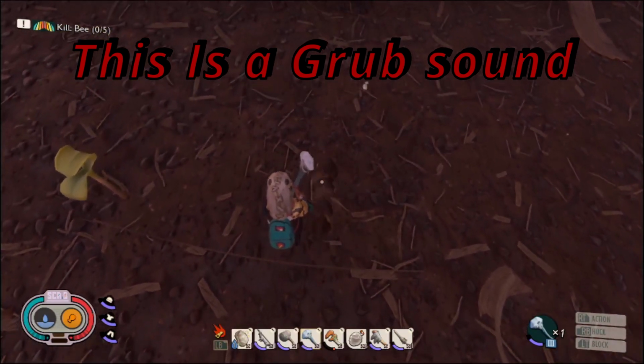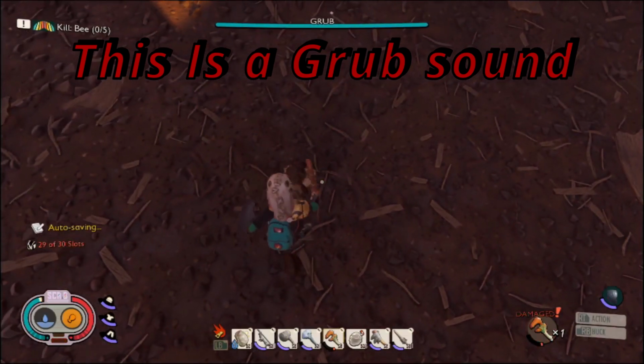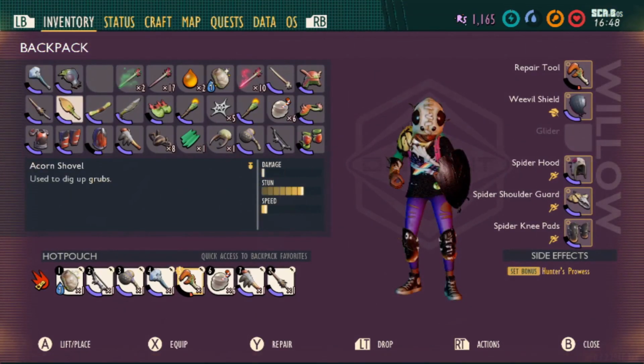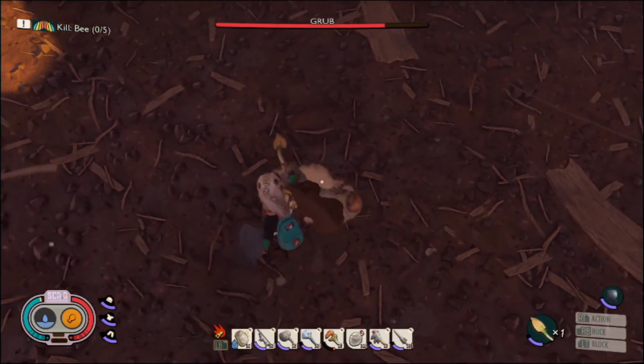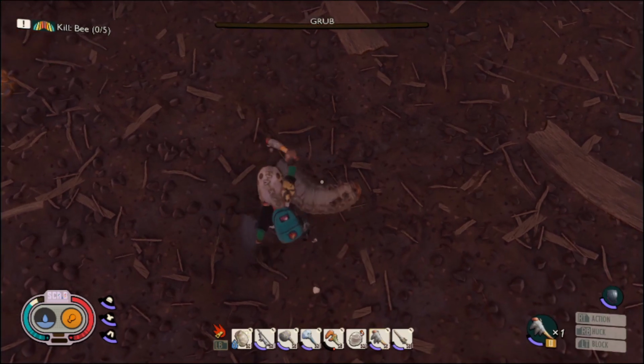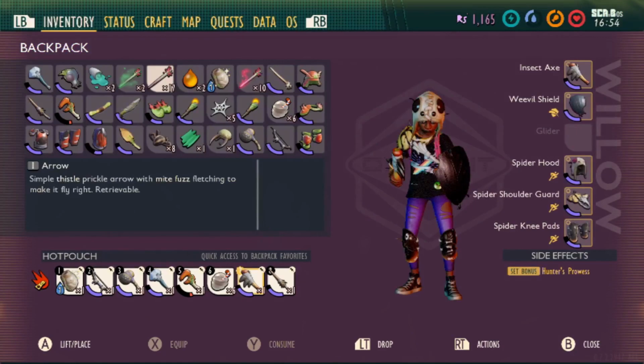There's no movement. Therefore, this one is a grub. 100% it's a grub. Damn, I knew it. Take my shovel out. And there it is. We find a grub.